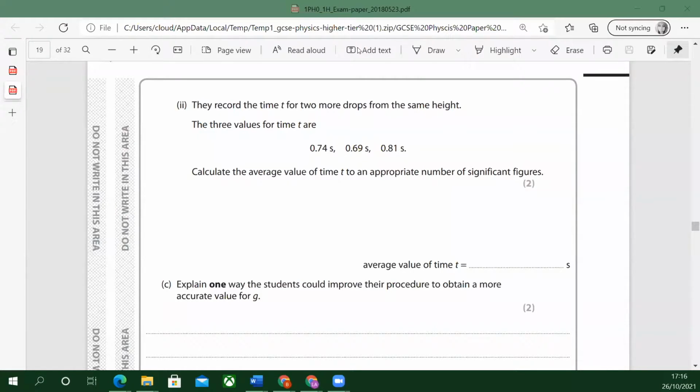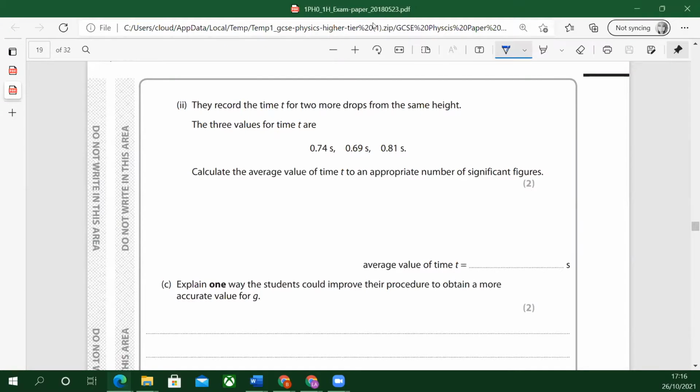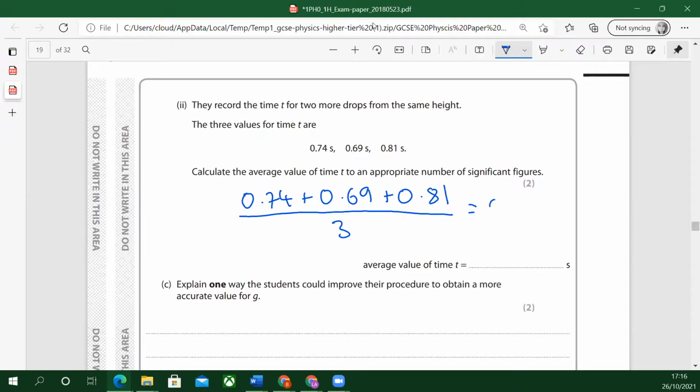So to calculate the average time, all you do is add all three together and divide by 3. So 0.74 plus 0.69 plus 0.81, and divide that by 3. Okay, and that gives 0.75. Okay, so that's where you write the answer. That's it, just an average.